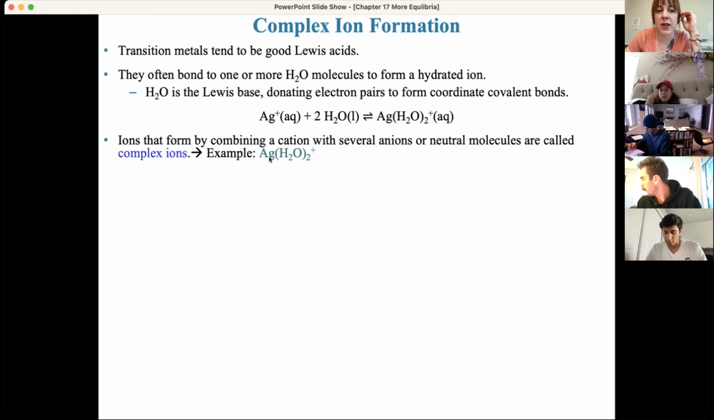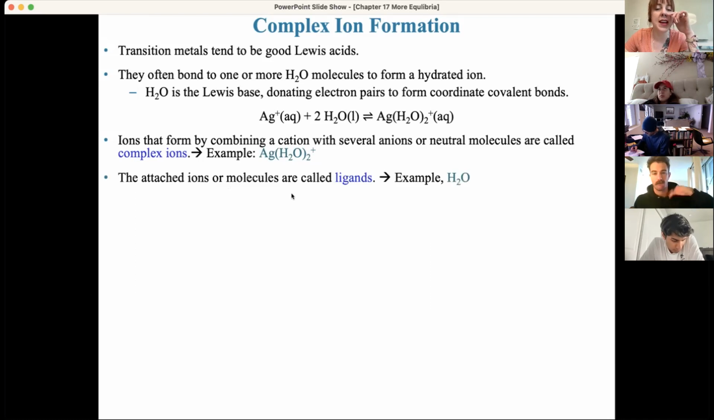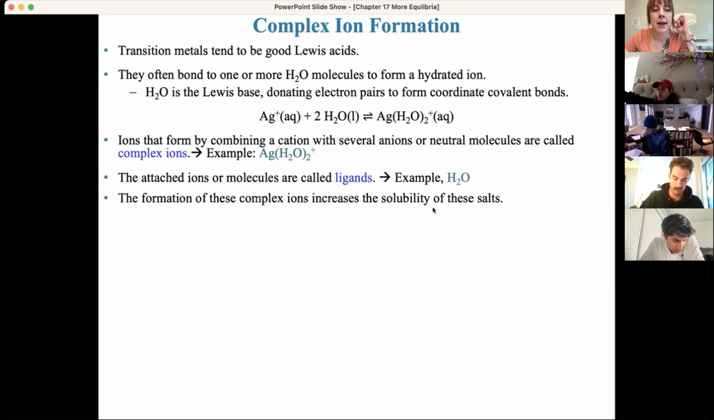So here's silver. What's the charge of silver? +1. And then water is neutral. So even if I add 2 waters onto here, silver is still going to be +1. So the charge of this whole ion is whatever the charge is of my cation. The attached ions are called ligands, the thing that attaches to the metal. So water is the ligand here.